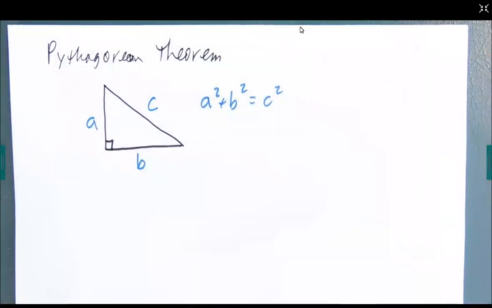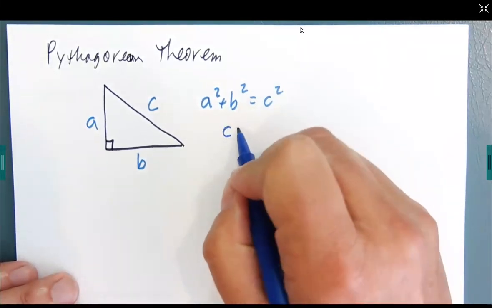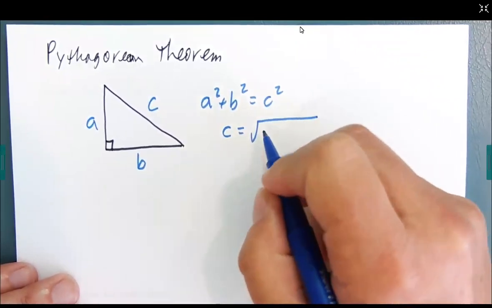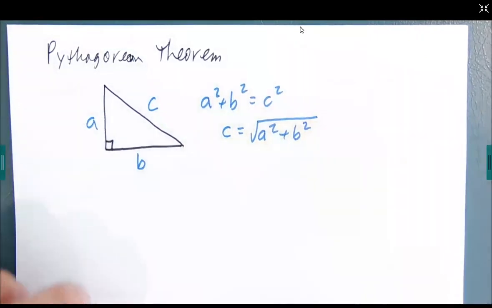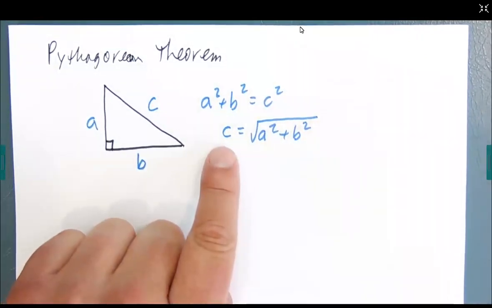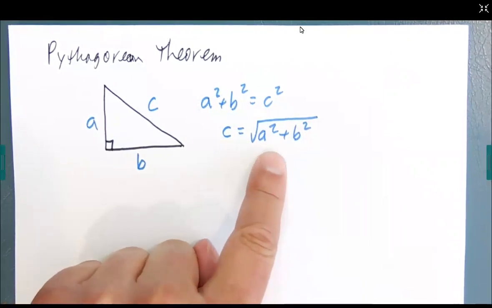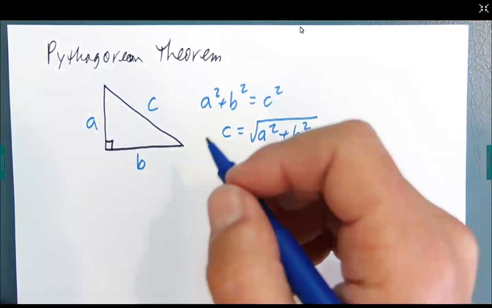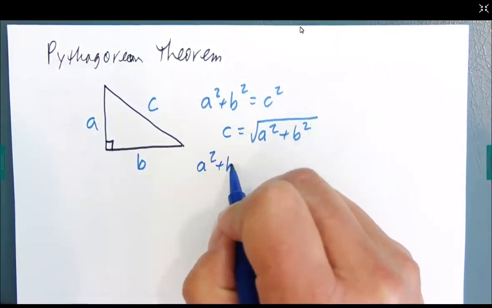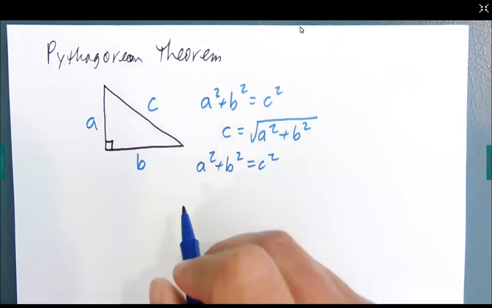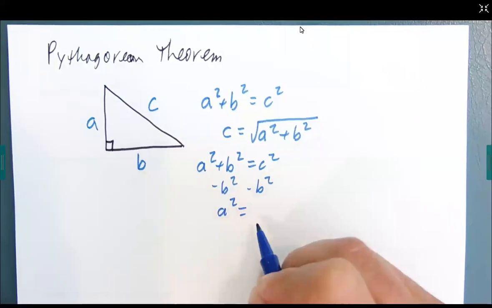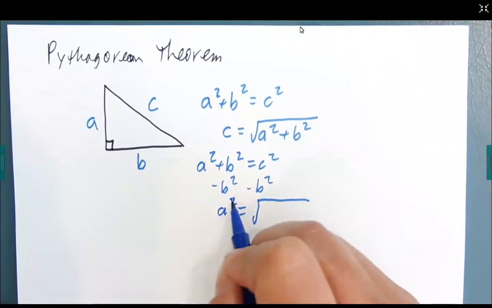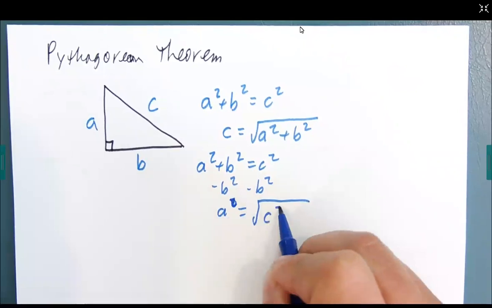And there's a couple of different ways that we can rewrite this. One of them is I can say that C is the square root. We're going to assume A, B, and C are all positive in this case. And you'll notice when the hypotenuse is all by itself like this, it's plus in between. However, if I want to solve for A or B, I can subtract B squared, and you'll notice C squared minus B squared.